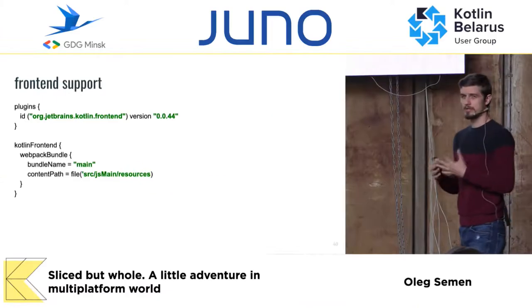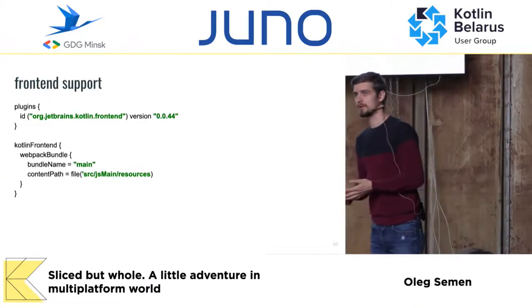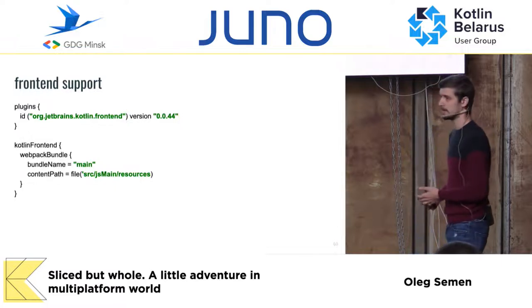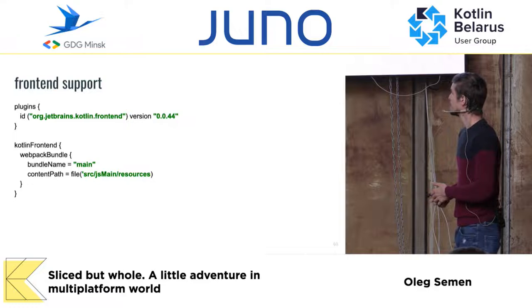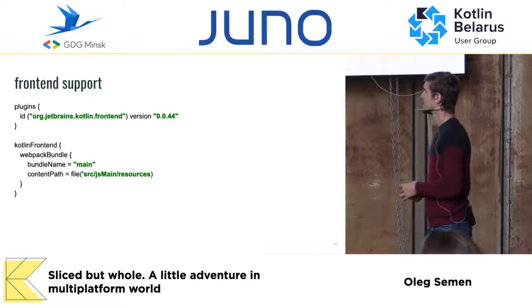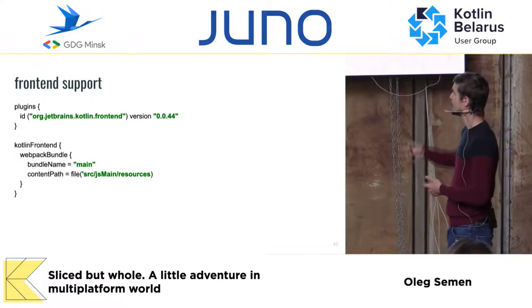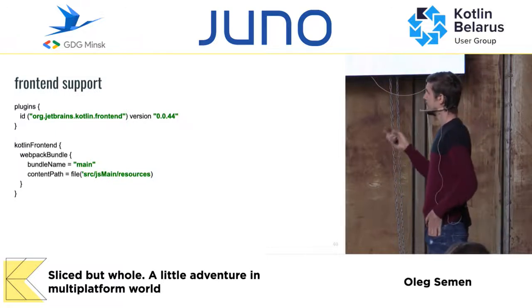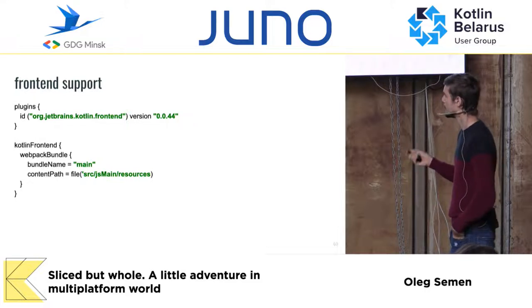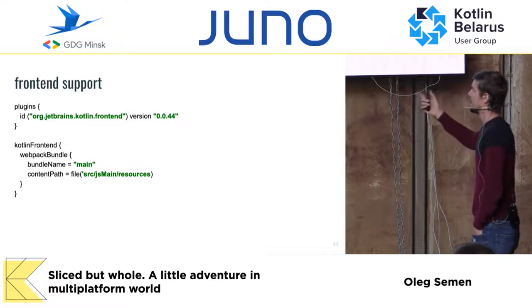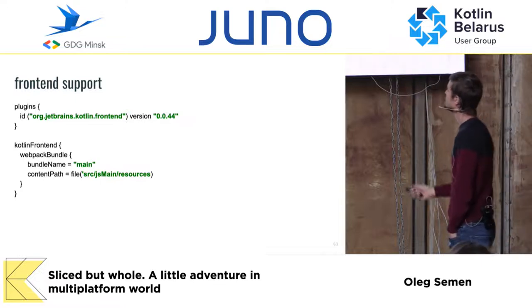And it's only about JavaScript. So Kotlin compiles to JavaScript, but if you want to see results in browser, there is something more, like HTML at least. In order to provide it, there is a plugin, Kotlin frontend. What it does is it uses Webpack under the hood. So you add that plugin and then configure it. Here you specify name of the output file. It will be, as a result, main.bundle.js, and the path where your source code lies.